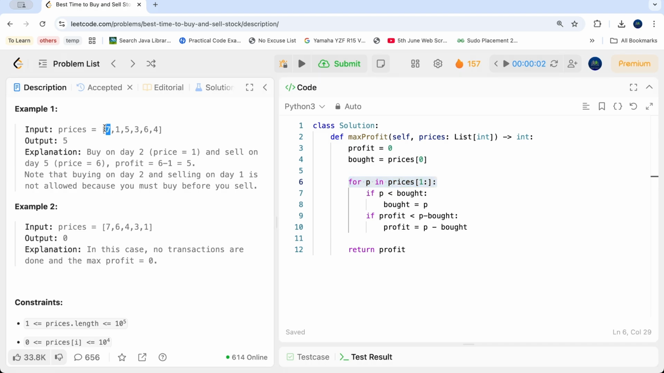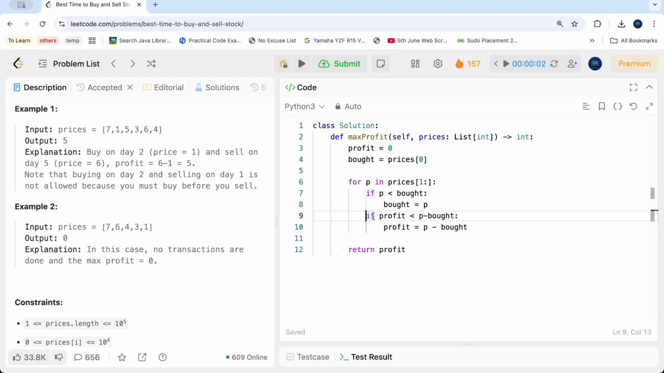That is, I am buying the stock on the first day and running the loop for other data in my prices array. I will check two things. If my current price is less than the buying price which I have already bought with, then I will update my buying price. Bought will be equal to P if P will be less than bought.